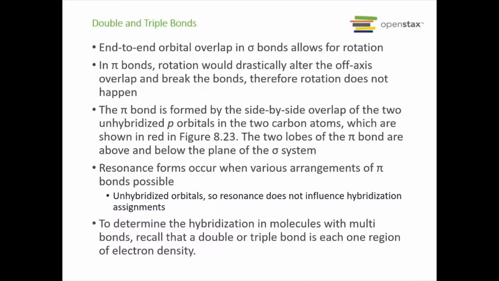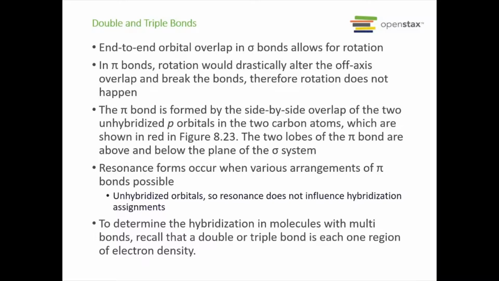So we talked about how sigma bonds can rotate. They allow the atoms in that bond to rotate. But in pi bonds, if they were to rotate, then you're going to alter that overlap that's happening and break the bonds. So rotation does not happen in a pi bond. Okay, and like we said, the lobes of the pi bond are above and below the plane of our sigma bond, or the sigma system, if you will.